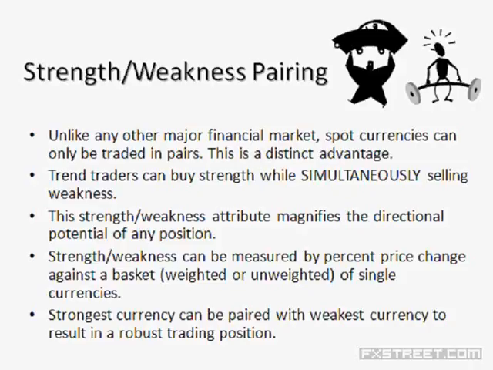They're traded in pairs, which means that you need to take into consideration that there are two entities in every pair. So whether you trade from a technical perspective, a fundamental perspective, or any other perspective, you need to take into consideration that there are two entities, and there are two opposing entities, okay? So once again, unlike any other major financial market, spot currencies can only be traded in pairs. Now this to me is a distinct advantage.